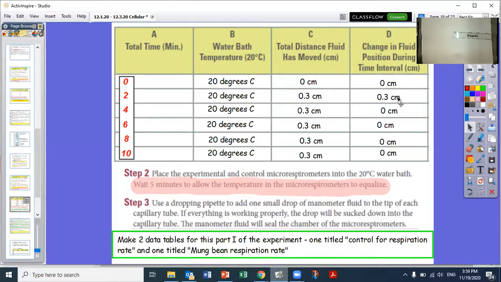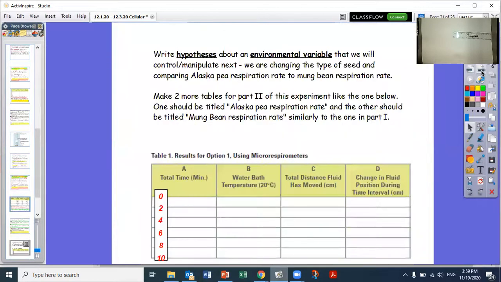There's going to be another video on part 2 of the experiment, which we're going to be using a different kind of seed, which is the Alaska pea, and it's a much bigger seed. So we're going to kind of see, is it going to go faster or slower in respiration rate compared to the mung bean? Because Alaska pea is about 2 to 3 times the size of a mung bean. So I do want you to write a hypothesis about us changing the type of seed and comparing the Alaska pea respiration rate to the mung bean respiration rate.